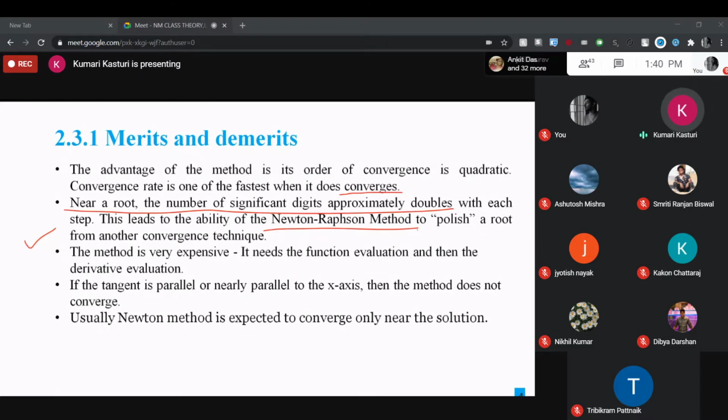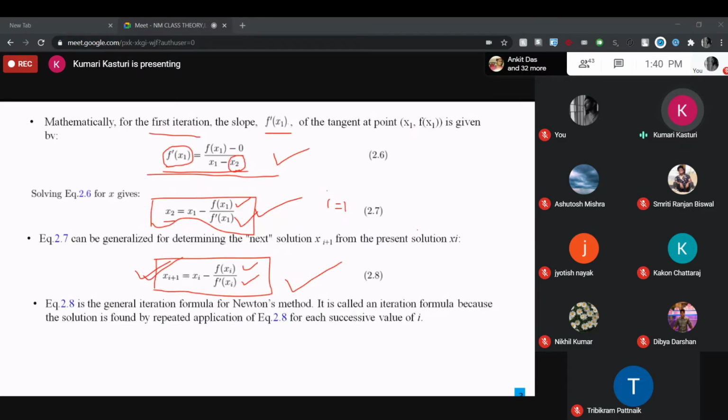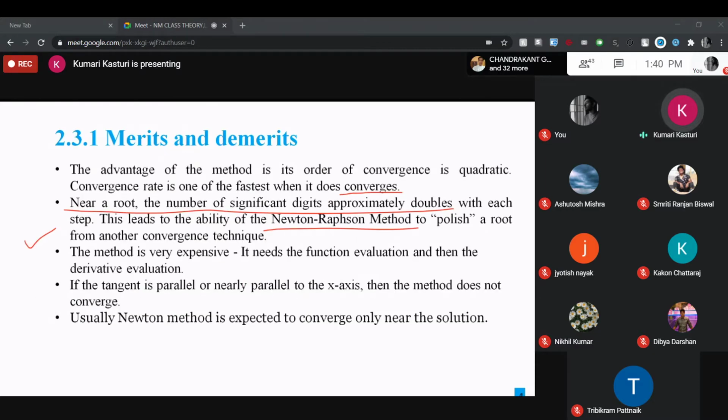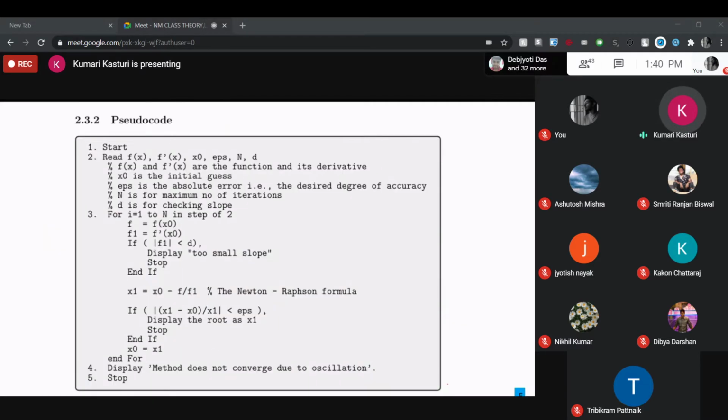The disadvantage is what? In the formula you have written, we have one function value, as well as you have to find the derivative of that. So higher order evaluation is needed. That is the disadvantage of this method. We'll solve one question, then you can understand.